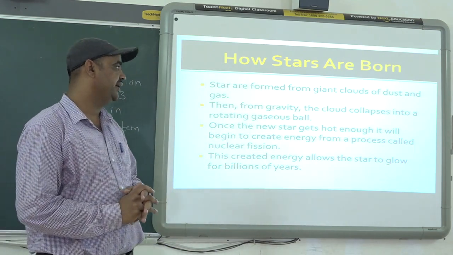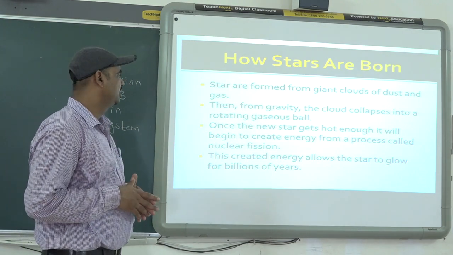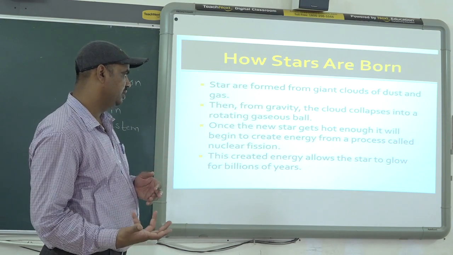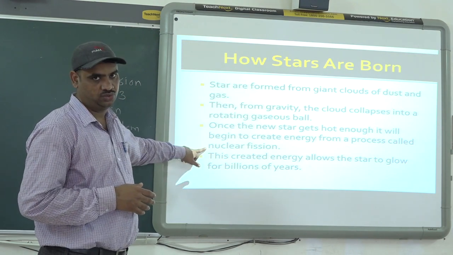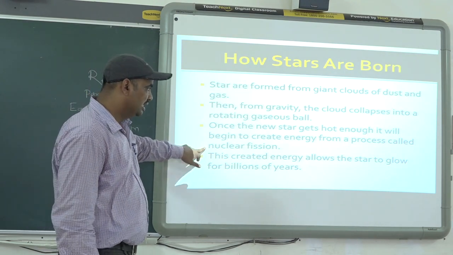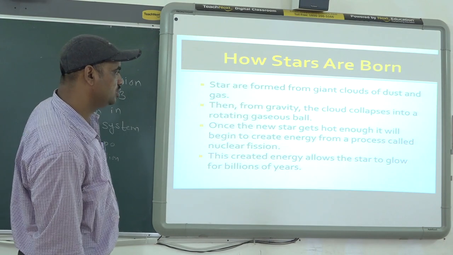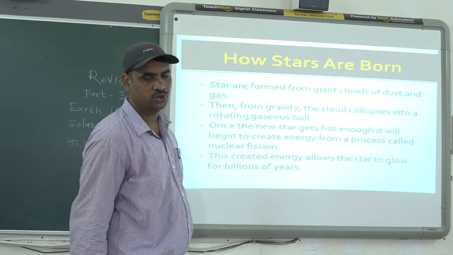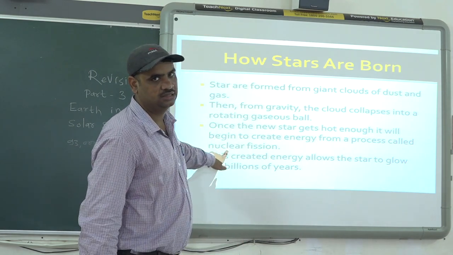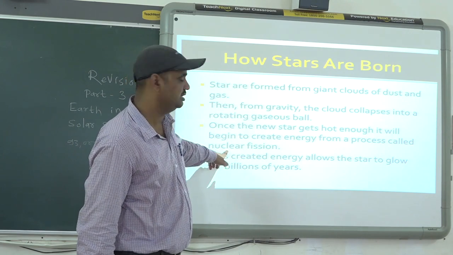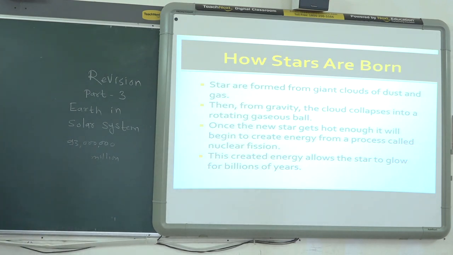Then, from gravity, the cloud collapses into a rotating ball of gas. This is one more fact. Once the new star gets hot enough, it will begin to create energy through a process called nuclear fusion. This created energy allows the stars to glow for billions of years. What is that process? Nuclear fission, this process makes them shine.